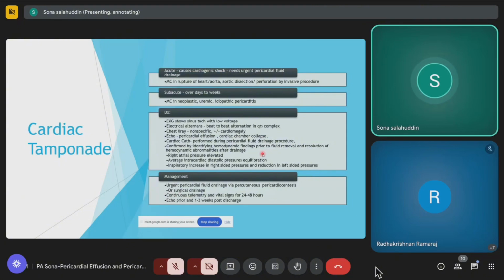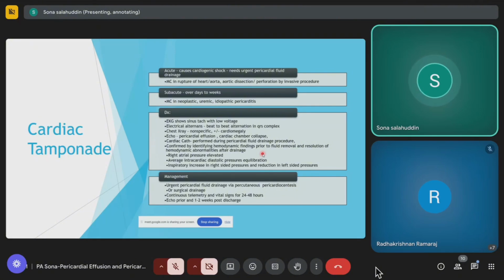Acute cardiac tamponade is most common in a rupture of the heart or aorta, aortic dissections, or perforations due to invasive procedures. It can cause cardiogenic shock, especially if they're tachycardic, and that requires prompt, urgent drainage. Subacute pretty much happens over days to weeks. It's most common in neoplastic and idiopathic pericarditis.